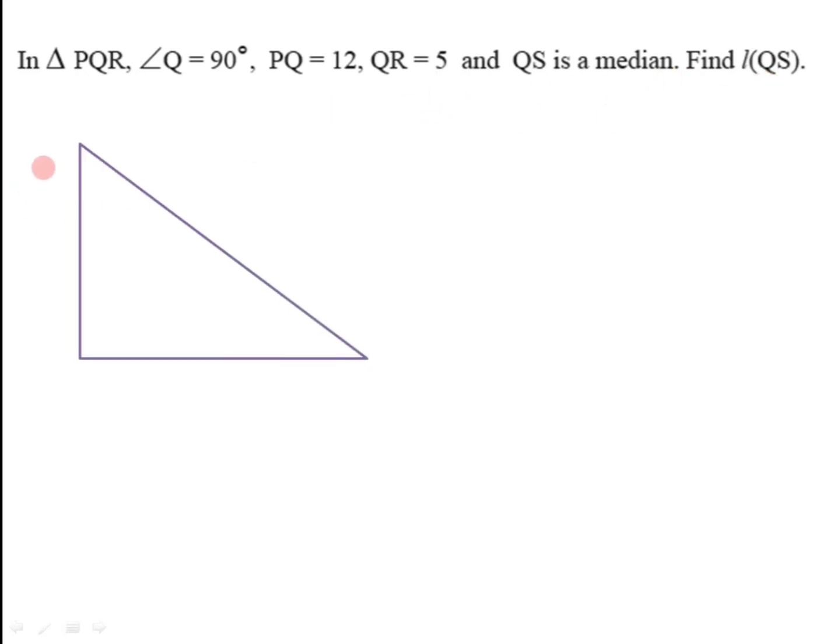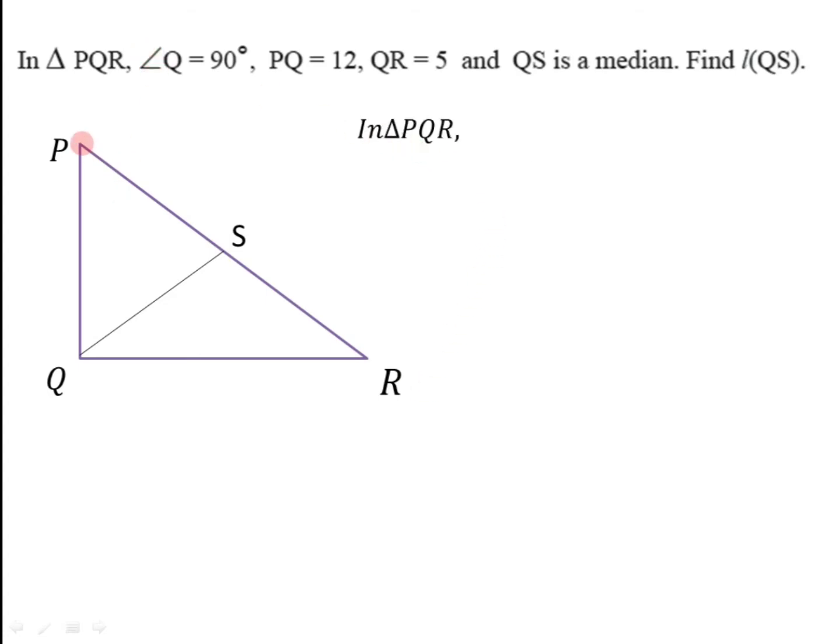Now to solve this we need a diagram. So let us draw a triangle PQR where the measure of angle Q is 90 degrees. That means angle PQR is a right angle, given. Length of PQ is given, length of QR is given, and it is given that QS is the median of a triangle. As QS is a median, S must be the midpoint of side PR, which is the hypotenuse in this triangle PQR.